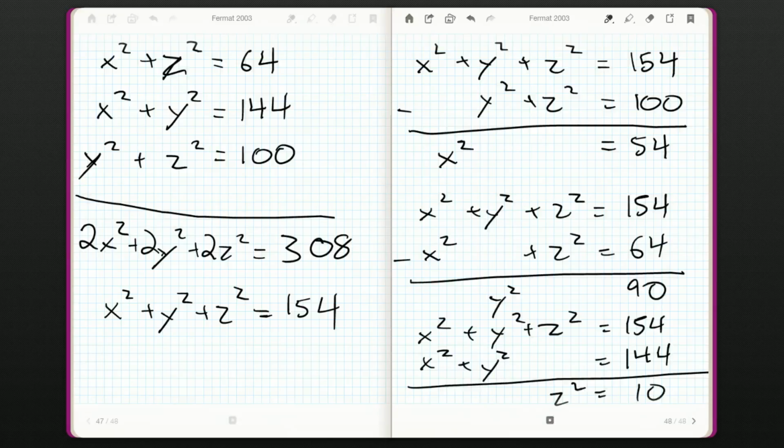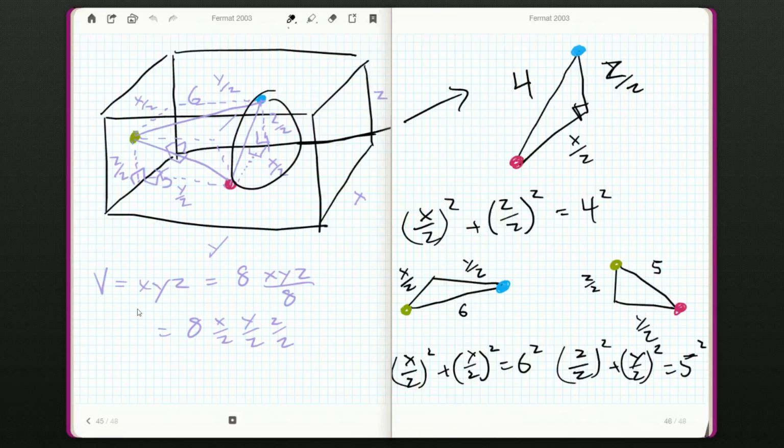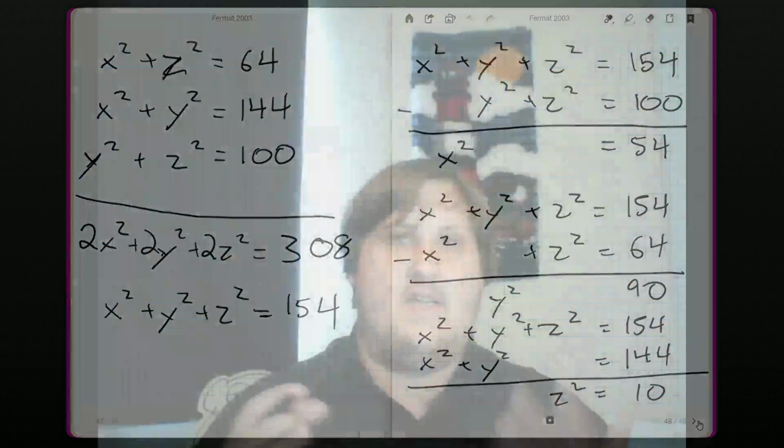Okay. Now what did we want? We want the volume, so ultimately we want x times y times z. So at this point, we're essentially done. We can square root each of these. So x is the square root of 54, y is the square root of 90, z is the square root of 10. And just multiply those all together. We've got the volume. Bam.